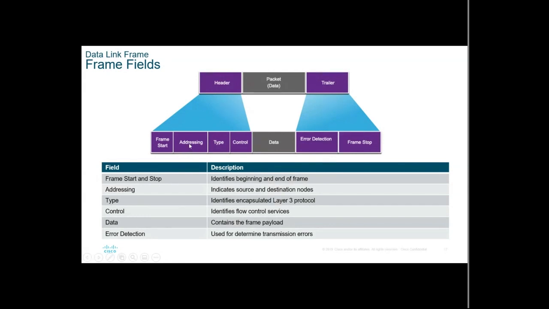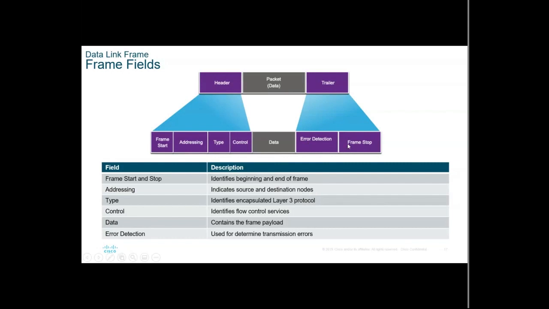The addressing: the source and destination MAC addresses, and the type, as in the type of layer 3 protocol that it's carrying. The control identifies the flow control service. For example, flow control is how fast can your car drive down this highway? Okay, if it says 100 kilometers an hour and there's another car doing 200 k's an hour, that's obviously going to cause some problems, right? Because the road's not meant to handle that fast, or the receiver can't handle that much data at the same time.